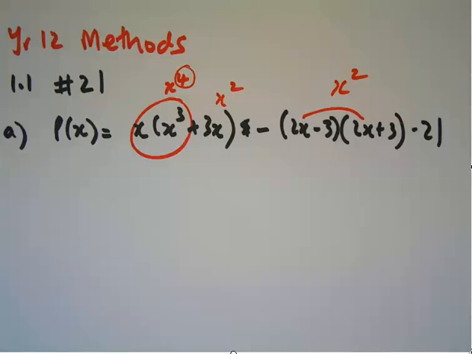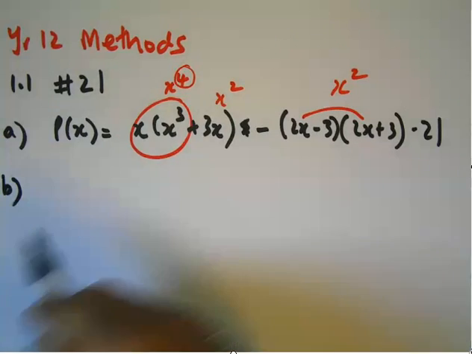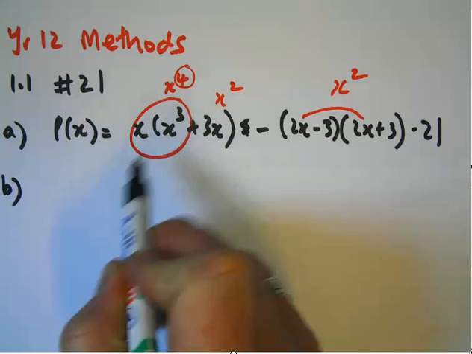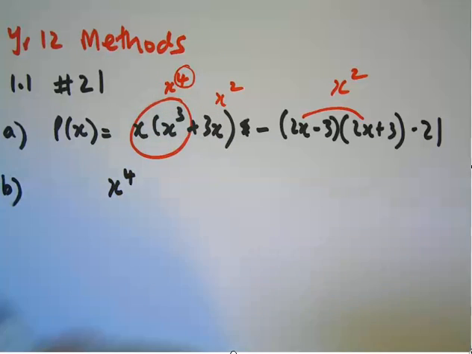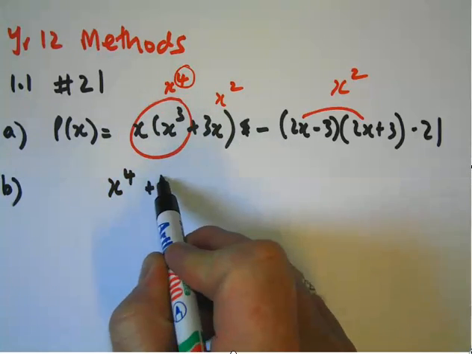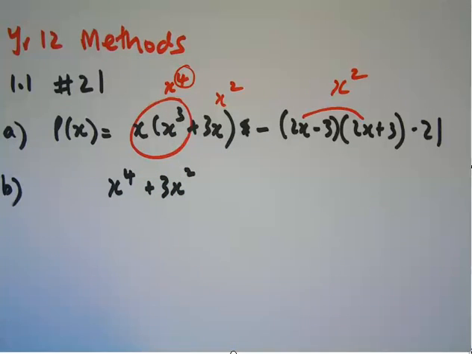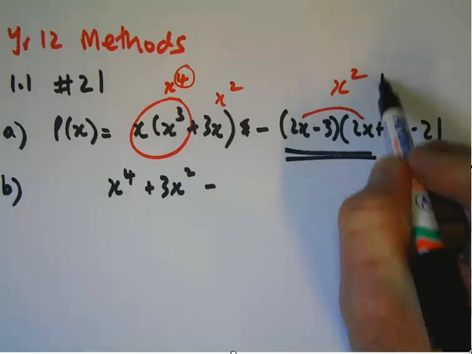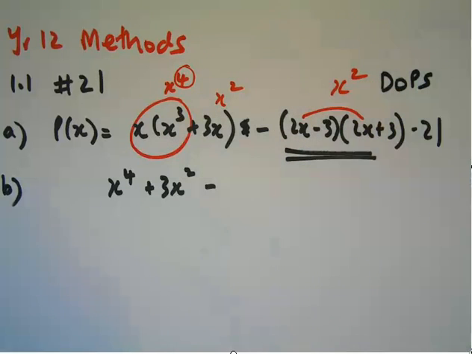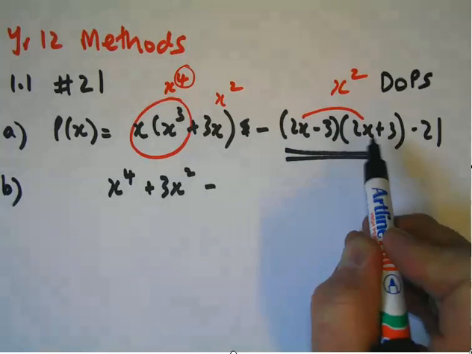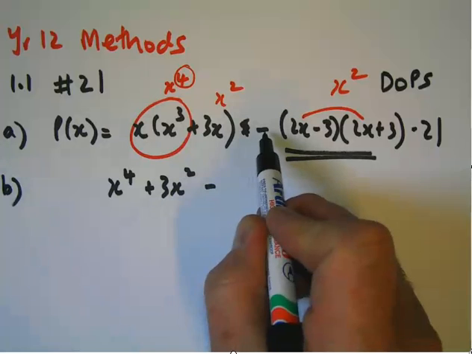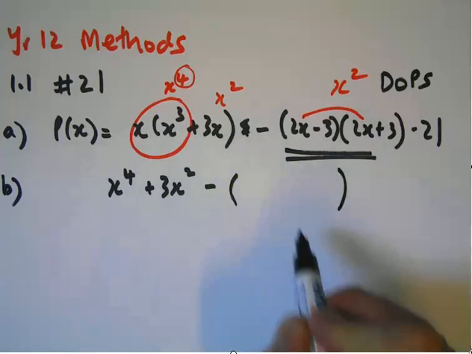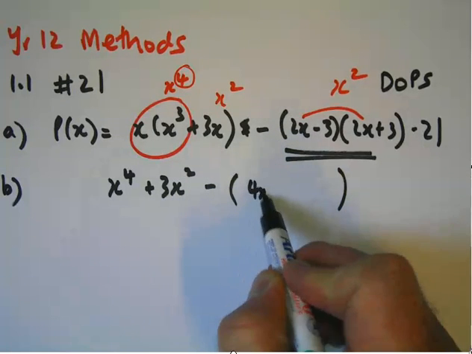Part B says expand. Okay, so I'm going to do an expansion. X times x to the power of 3 gives x to the power of 4. X times 3x gives plus 3x squared. Minus, I can recognise this as being the difference of perfect squares: 2x minus 3, 2x plus 3. But because it's being minused, I'm going to put a bracket. 2x times 2x is 4x squared.